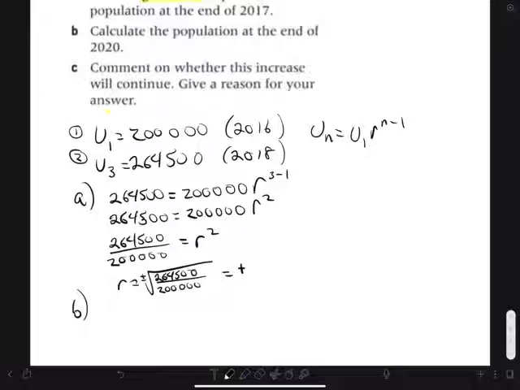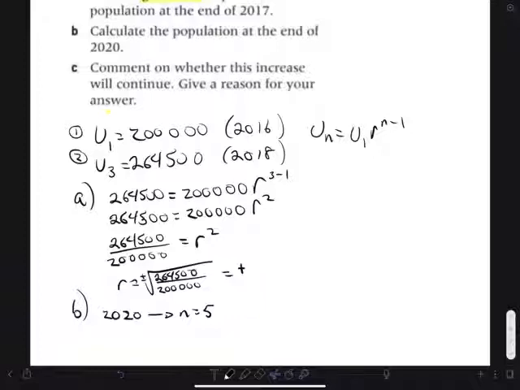Once I have that, calculation of population at the end of 2020. 2020 means that n is equal to, let's see, 1 was 2016. I think that's 5. Am I correct? I think so. And you can put that into your equation because you will know the ratio based on A, and you know the first term, 200,000.